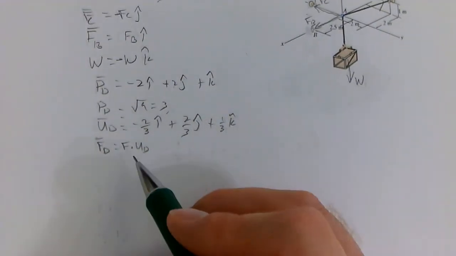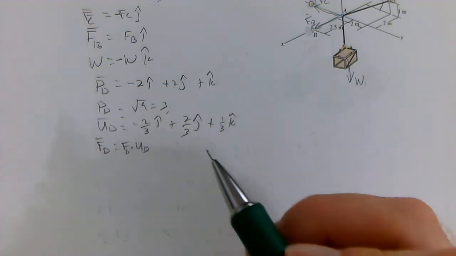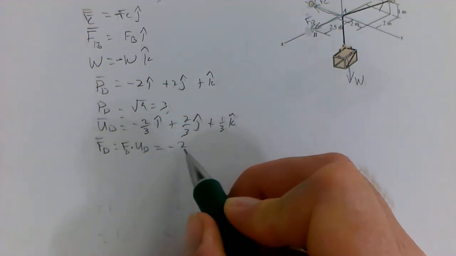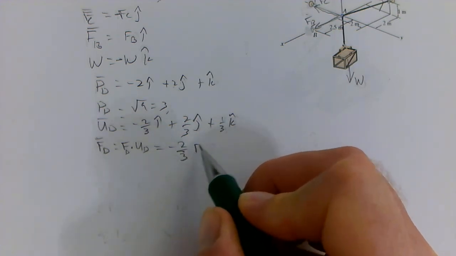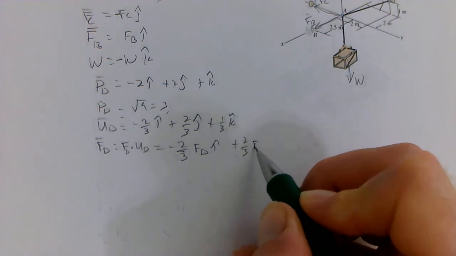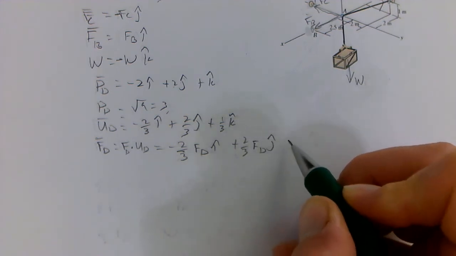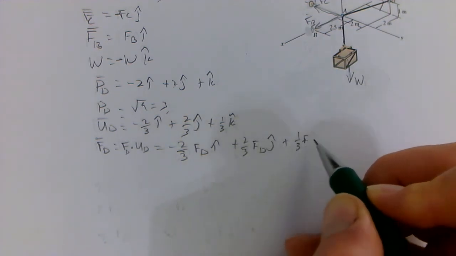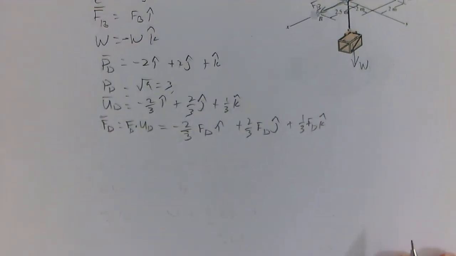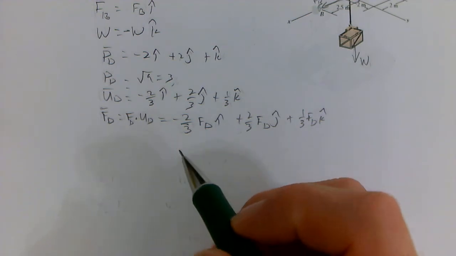Now we'll multiply it by the FD, which is just FD because we don't know what it is yet. So it's negative 2/3 FD in the I, plus 2/3 FD in the J, plus 1/3 FD in the K. Now let's add the forces.